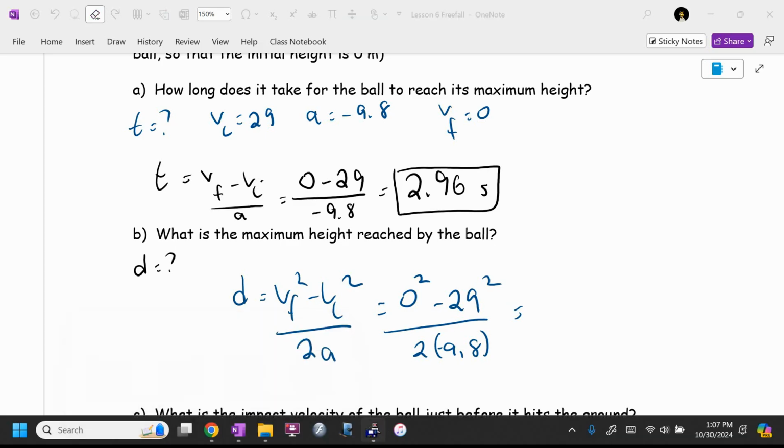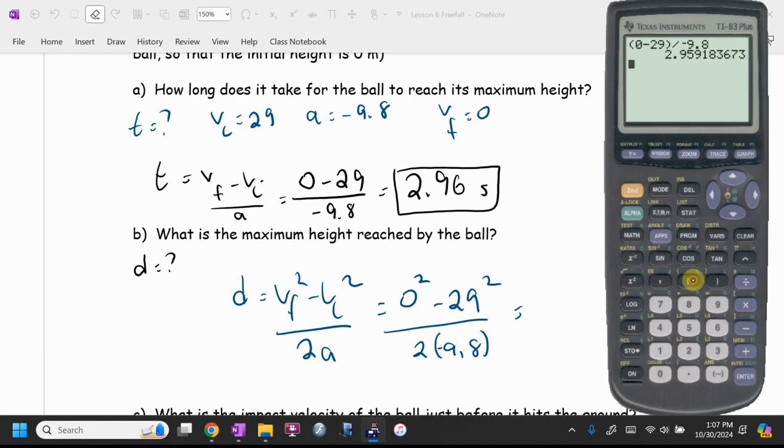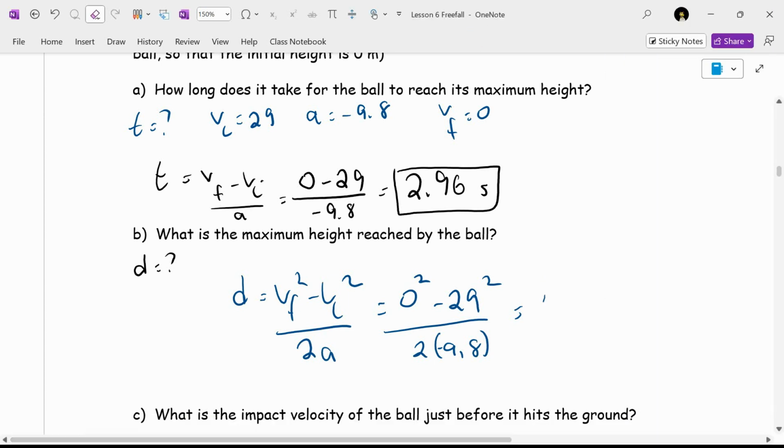Let's see. 0 squared minus 29 squared, close off the top, divided by 2 times negative 9.8, close off the bottom. I got 42.9. Anyone else? Yep, and positive, which makes sense. I'm ending up above from where I started. Units, it's a displacement. Meters.